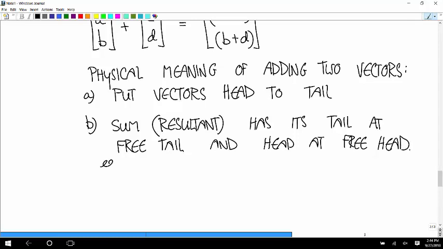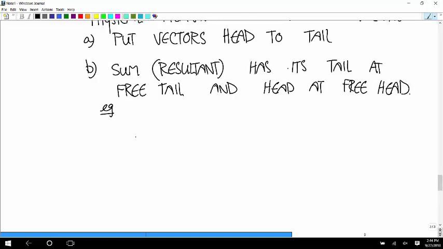Okay, so for example, if you're adding this vector plus this vector, you put the tail of one at the head of the other one, and it doesn't matter what order you choose. So I imagine taking this one and moving it over here so the tail is at the head of this one. Any questions about what I did there? I could have done it in the other order too, it doesn't matter. You get the same answer either way.